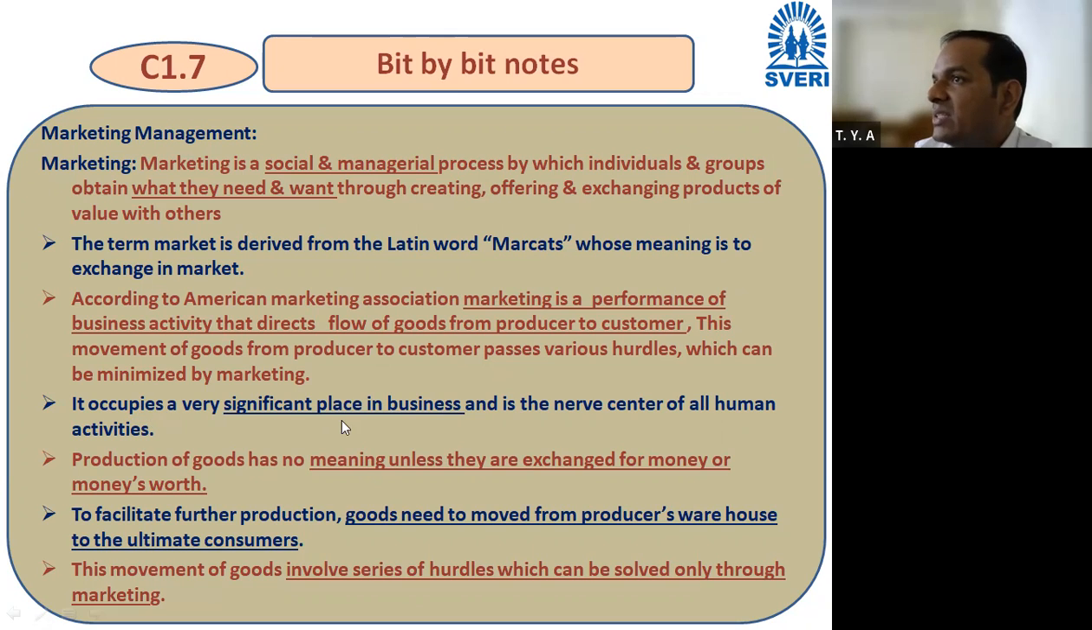It occupies a very significant place in the business and is the nerve center of all human activities. हे जर नसेल तर तुमचं प्रोडक्टच सेल होणार नाही, जे काय तुम्ही बनवणार आहे. गेटिंग? सो नर्व सिस्टीम म्हणजे काय, ही महत्वाची इसेन्शियल गोष्ट आहे. सो हे कन्सेप्ट मांडलेला आहे. सो वी आर डिस्कसिंग फिलॉसॉफी ऑफ मार्केटिंग.